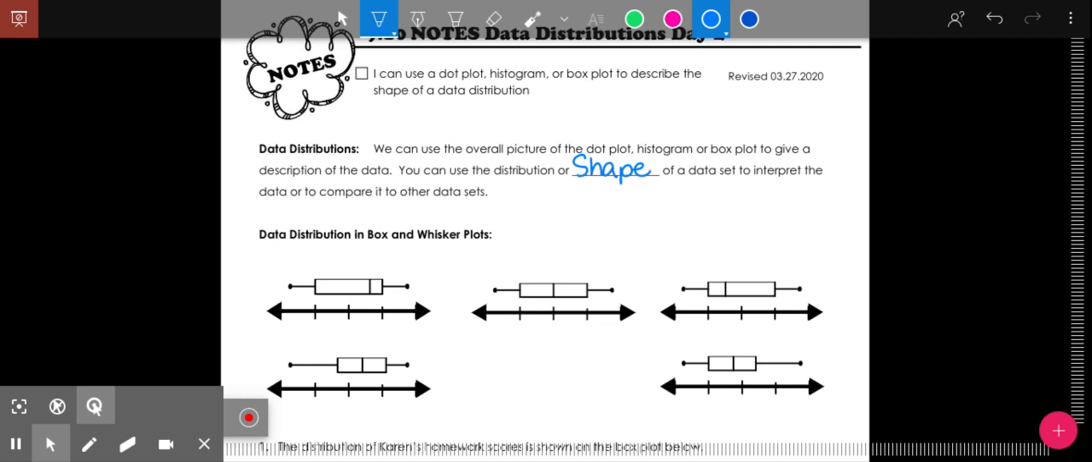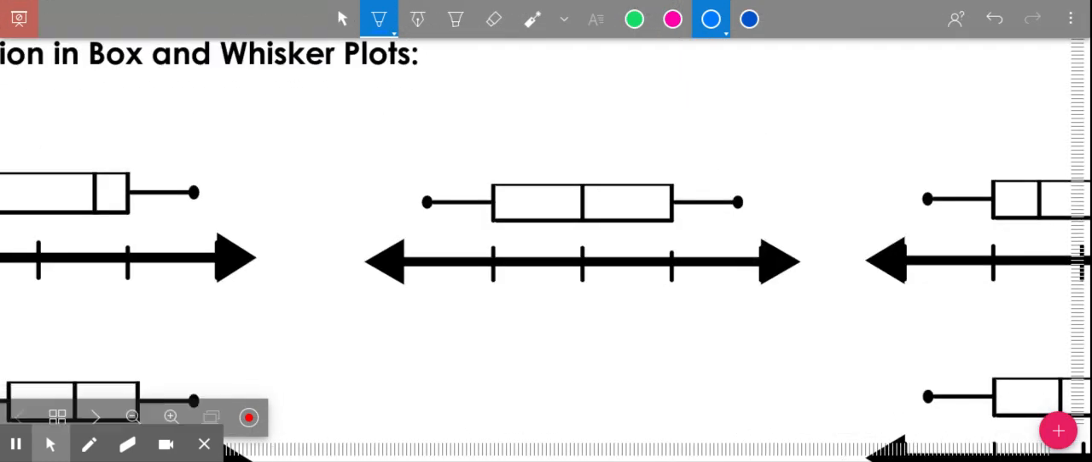So today we're looking at data distributions again. We'll use the distribution or shape of these data sets to interpret the data and compare it to other data sets. The thing about shape is that it looks a little wonky with a box and whisker plot, so it gets its own day. We're going to start by talking about what we know about box and whisker plots.